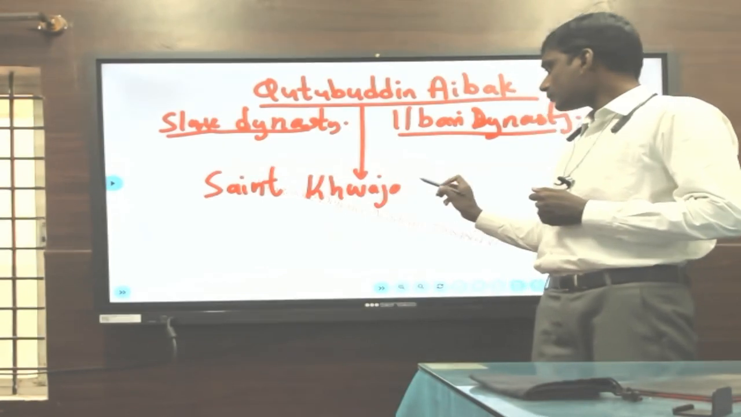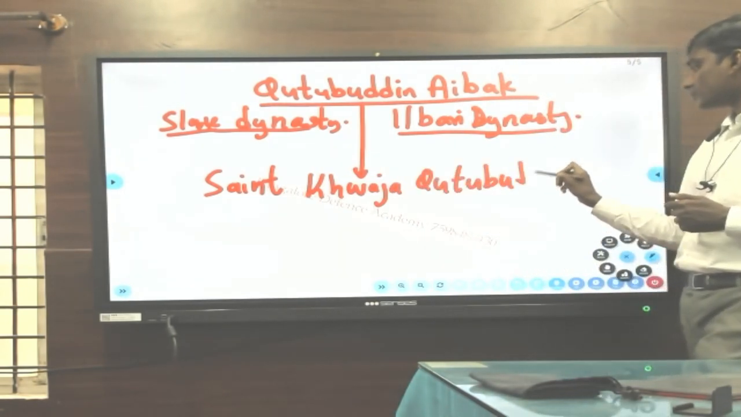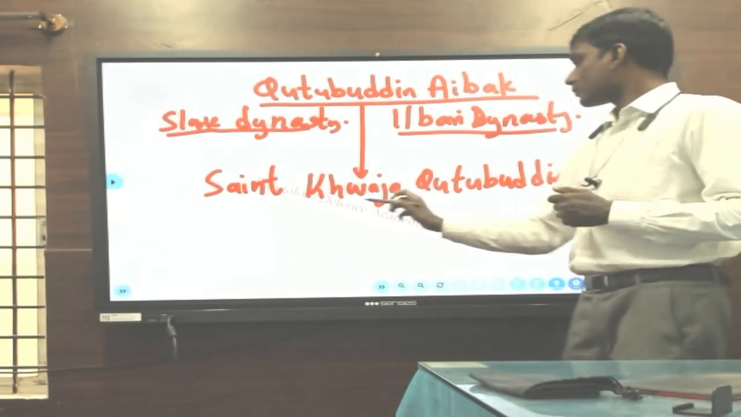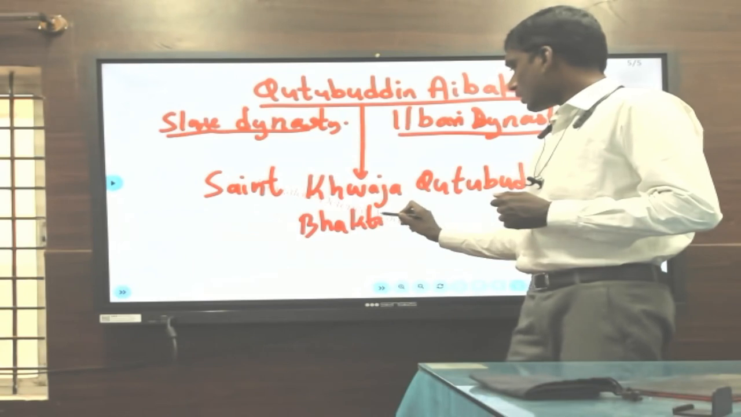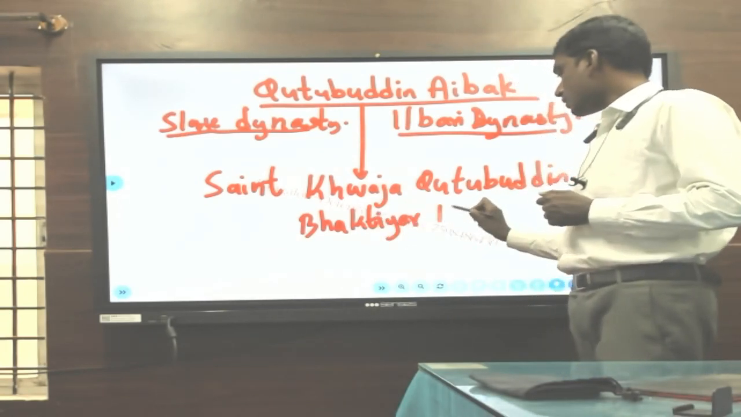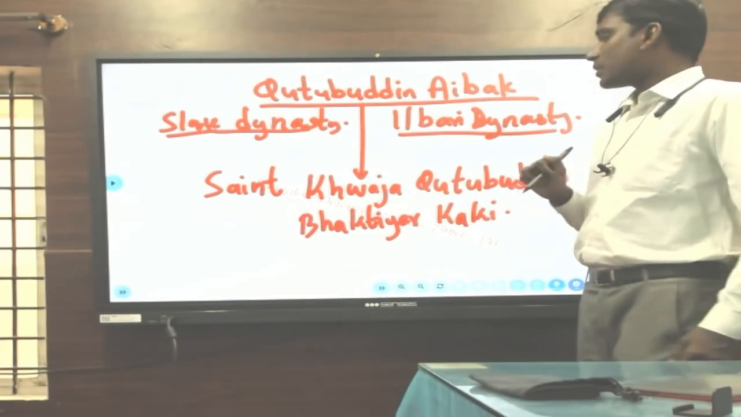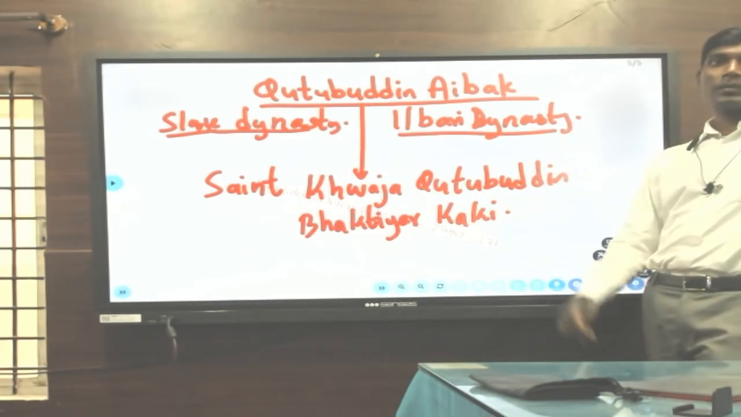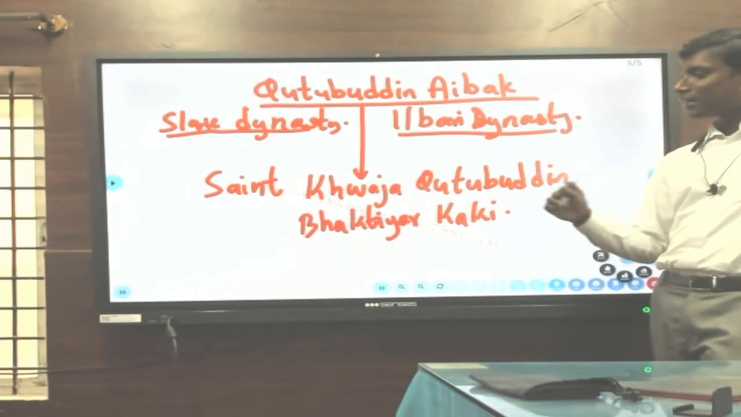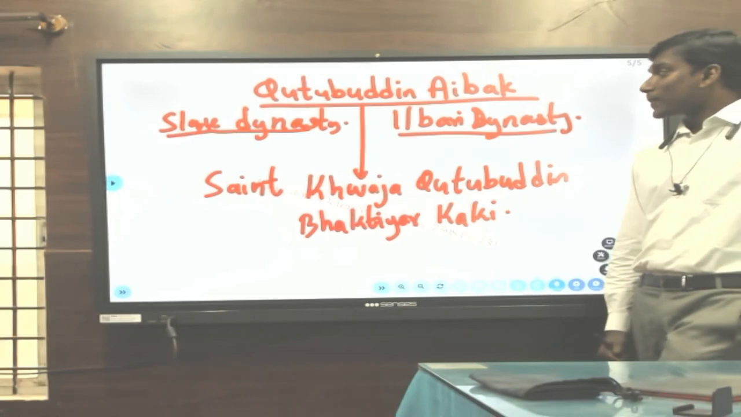Khwaja Qutubuddin Bakhtiyar Kaki. This is one person, not four persons. Okay, this is the name of the person, but this is one person. I will say, sir, four saints. Khwaja one, Qutubuddin one. Understand? Fine.